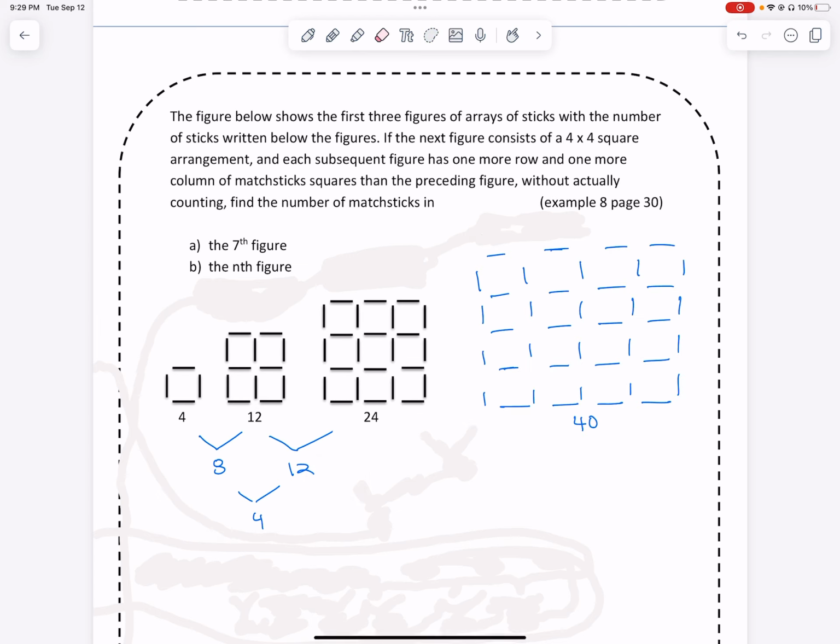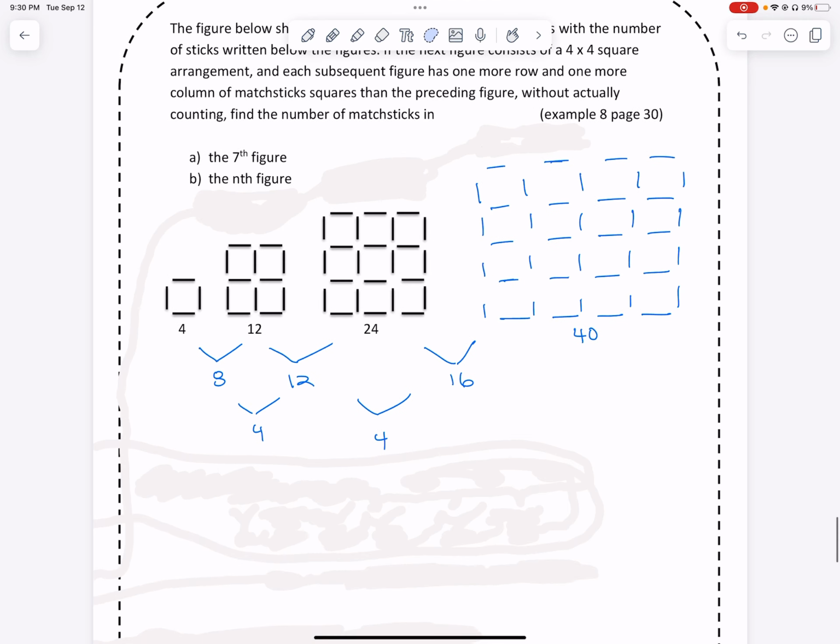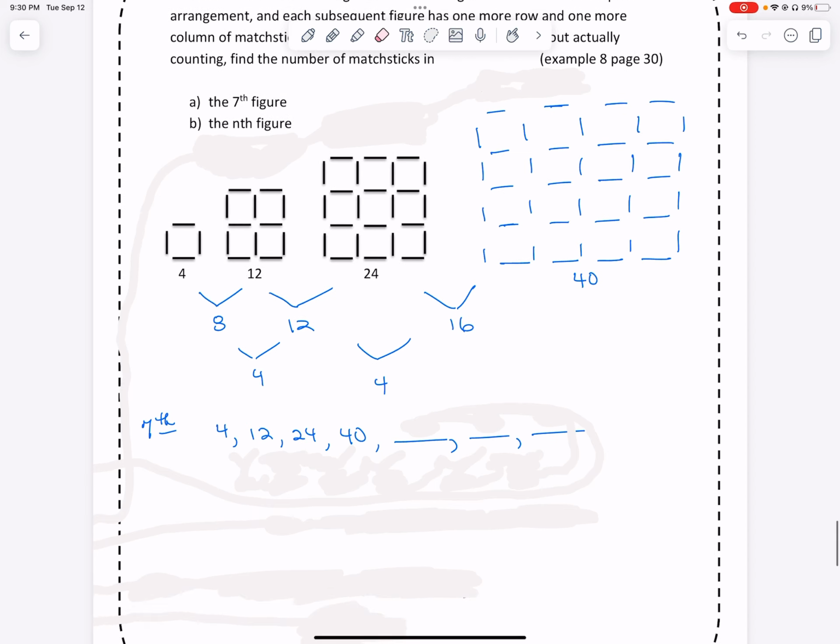I drew the next one based on the pattern, and I counted how many sticks are in there. There's 40 sticks, so you may want to pause this video so you can draw it for yourself. Now I'm going to see if that gives me a common difference. From 24 to 40 is 16, and yes, that gives me a common difference. So I could then use common differences to get the 7th figure.